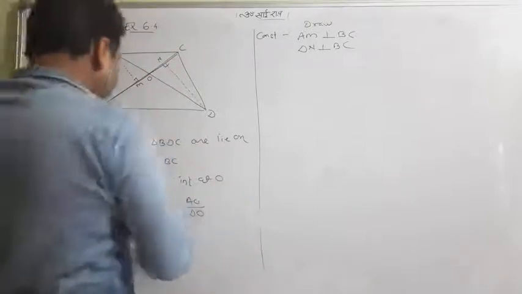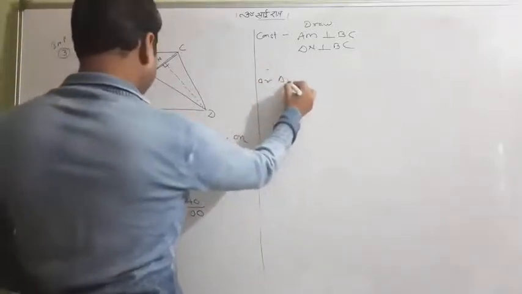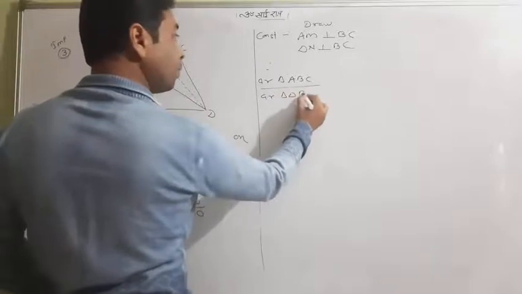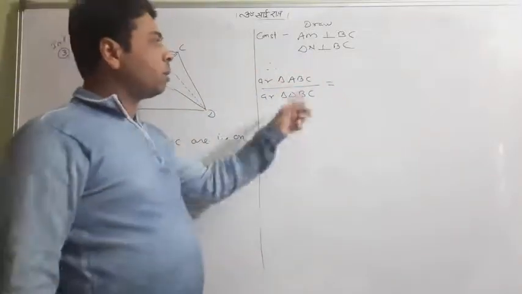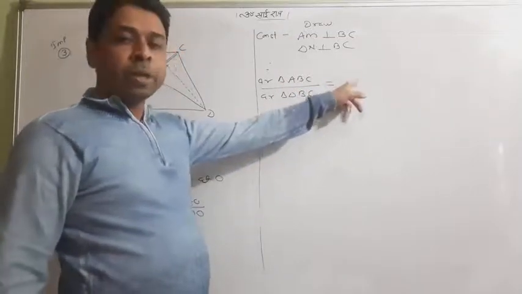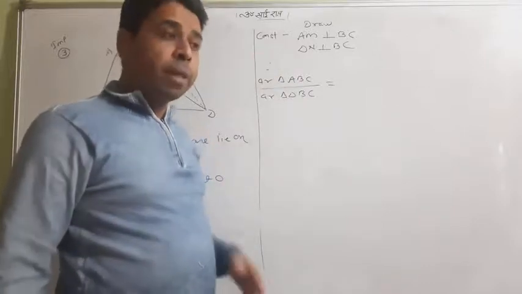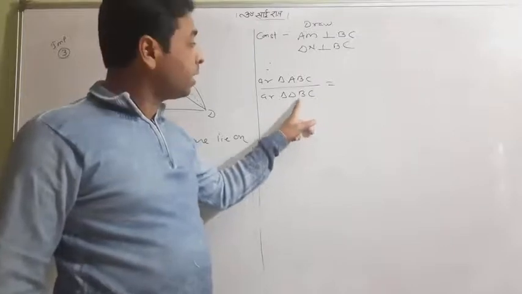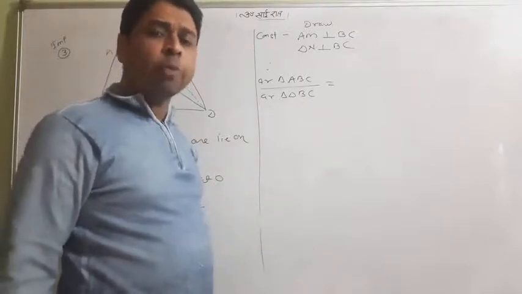Now I will directly go to my requirement, area of ABC upon area of DBC. If you are thinking that the area of triangle ABC upon area of triangle DBC should be the ratio of the squares of corresponding sides, this will happen only when two triangles are similar. But I didn't prove here that ABC and DBC are similar. I will use the so-called geometric formula, 1 upon 2 base into height.